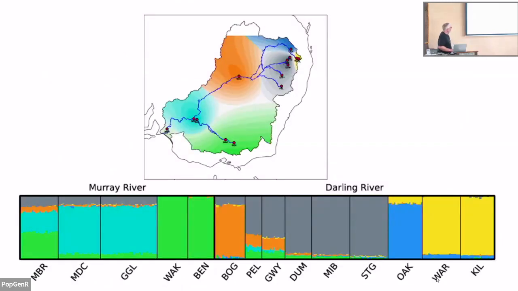And just to give you an idea of what the basic population structure in the system looks like, this was probably admixture. Basically we can see there are essentially six different genetic clusters that are reasonably well spatially aligned with the river network, which is what you tend to see in a dendritic river system like the Murray.